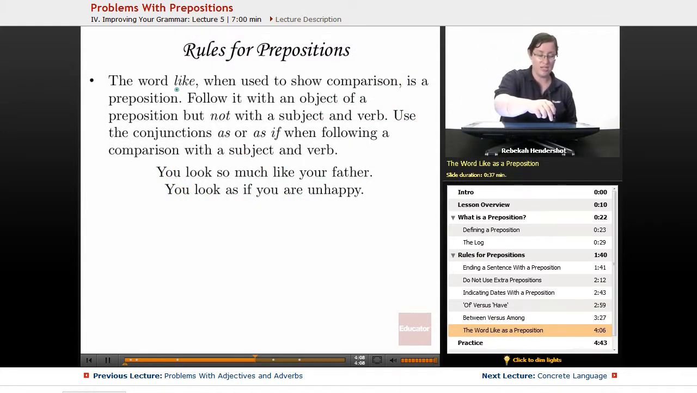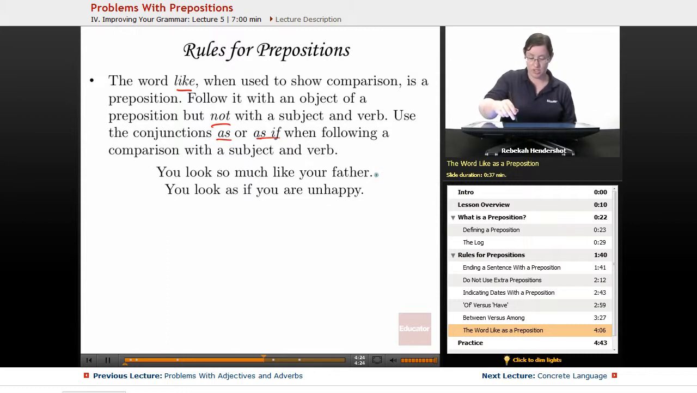Next, the word like, when used to show comparison, is a preposition. Follow it with an object of a preposition, but not with a subject and verb. Use the conjunctions as or as if when following a comparison with a subject and verb. Let's look at an example.